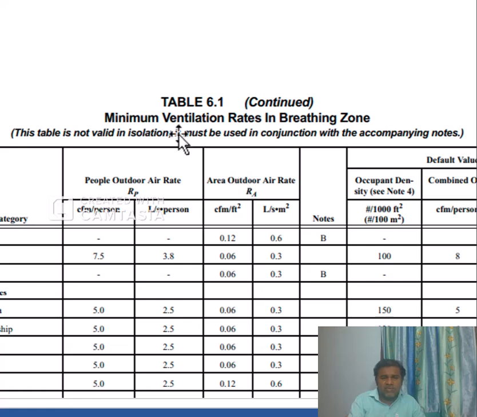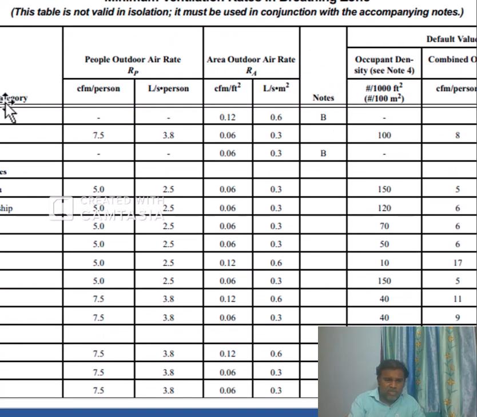This is a table of minimum ventilation rates in a breathing zone. The occupancy category is given. These are also ASHRAE values. For an auditorium seating area, you have to take this much value in CFM per square feet, and the people outdoor air rate.